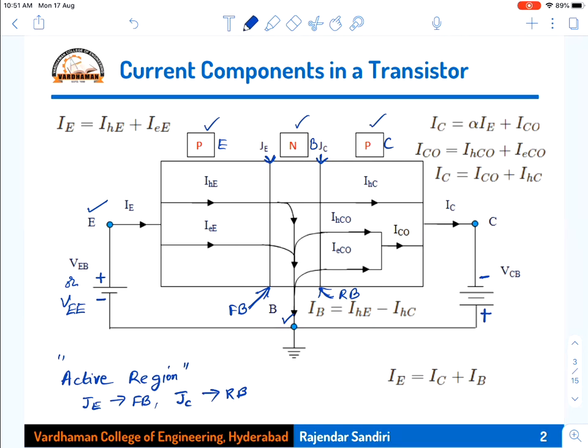Under this condition, now how are these currents flowing when the two junctions are biased in the active region, that is, the emitter base junction is forward biased and the collector base junction is reverse biased? Under this case, what happens?